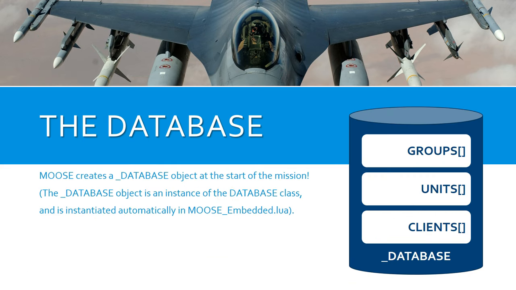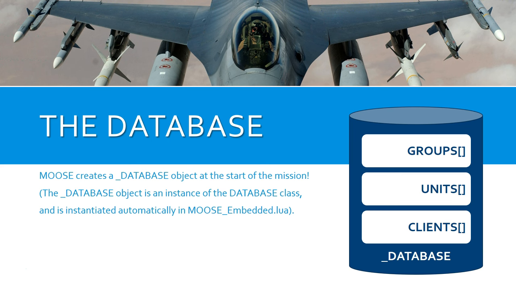Right. So how do these wrapper classes get created within Moose? Now, fortunately, the creation of these wrapper classes is done for you automatically, and they are registered within a global object in your mission called a database. Within Moose, there's a database class, and automatically during the mission start, a database object is created with the name _DATABASE.